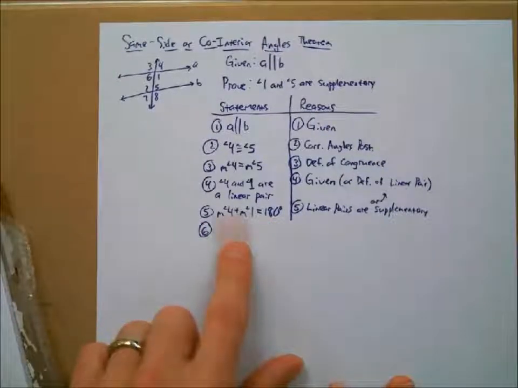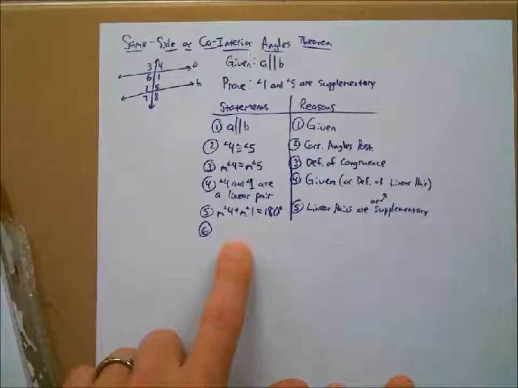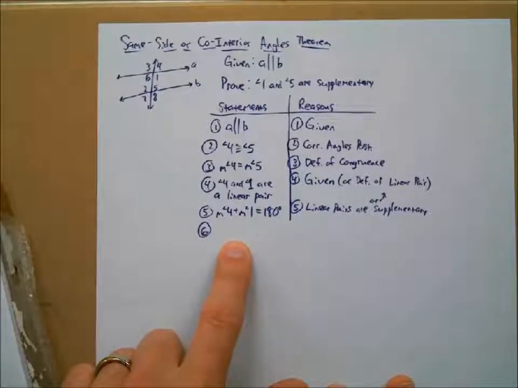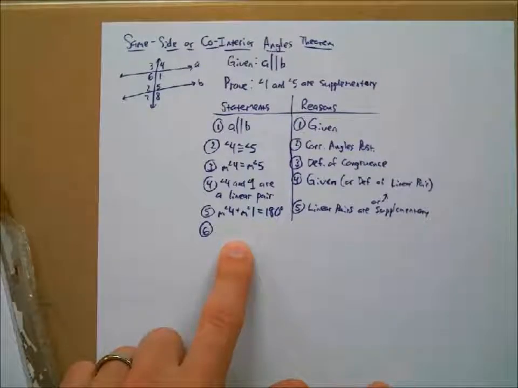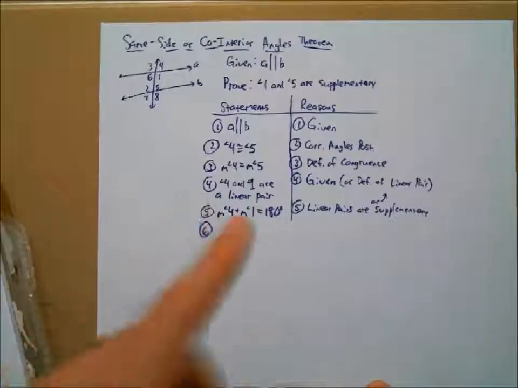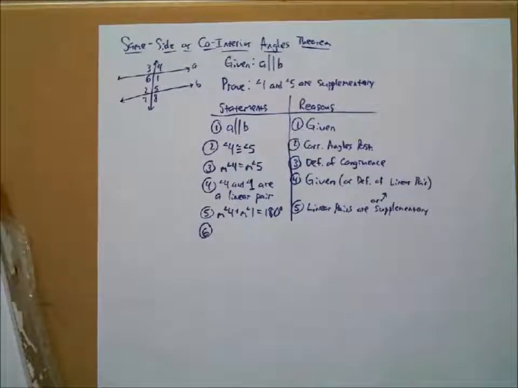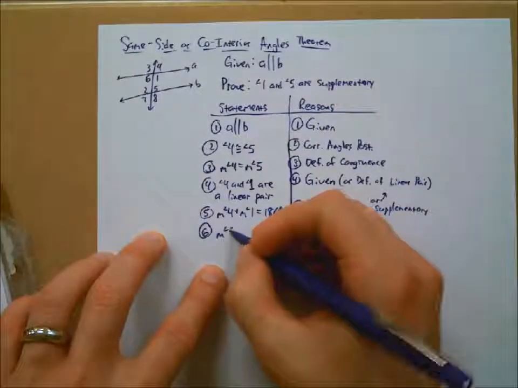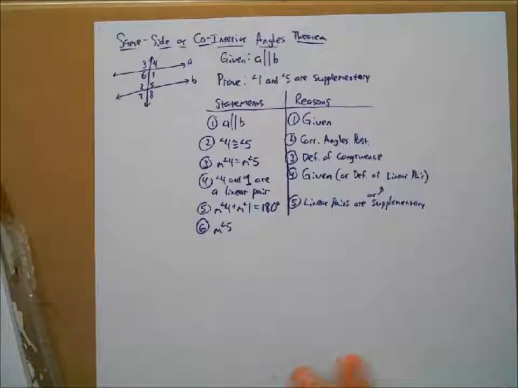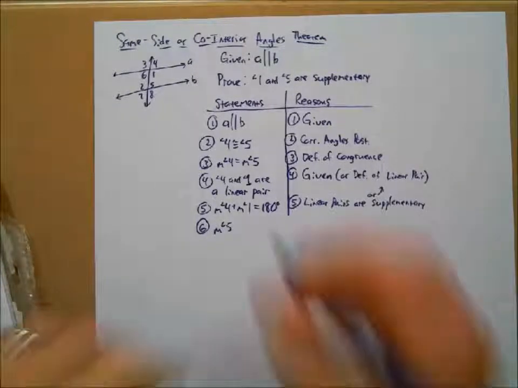Can anyone see what the next statement is going to be here? What will it be? Okay. Daniel, why don't you give it a shot? The measure of angle 5 plus the measure of angle 1 is 180. Okay, very good. Jenny, is that what you're going to say too? Avery, is that what you're going to say? Madison, is that what you're going to say too? Good. Excellent. Great job.